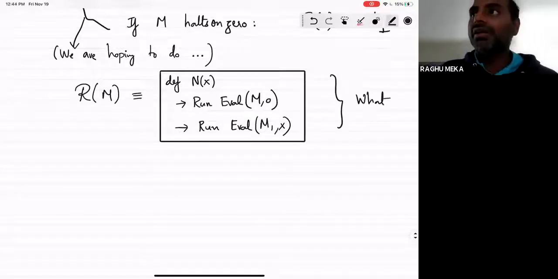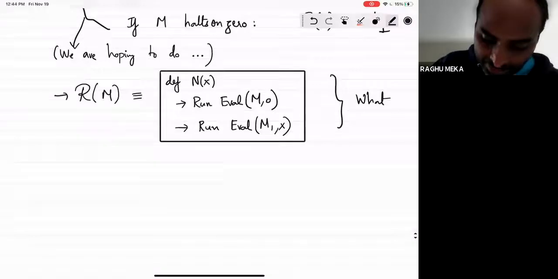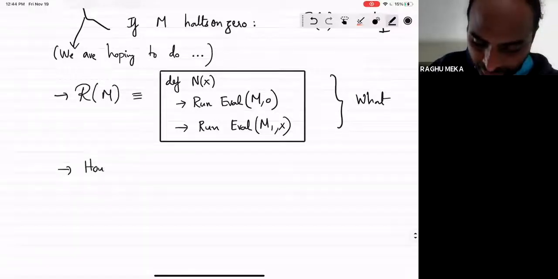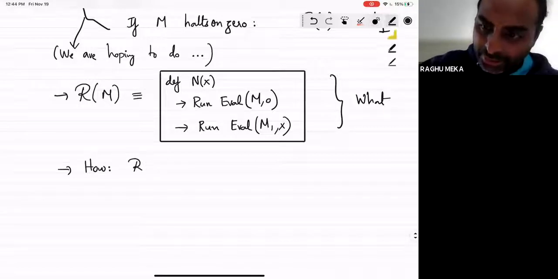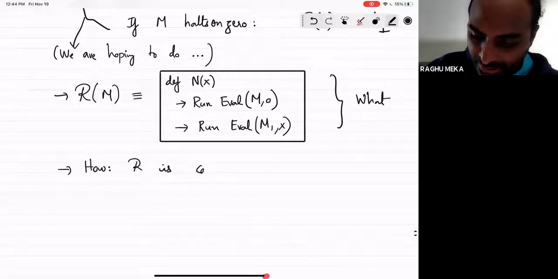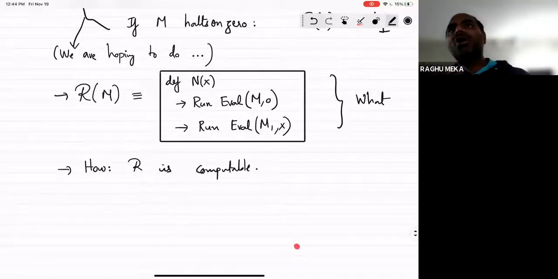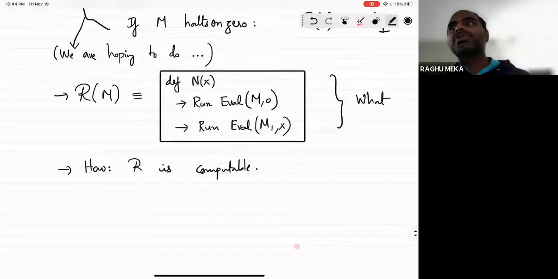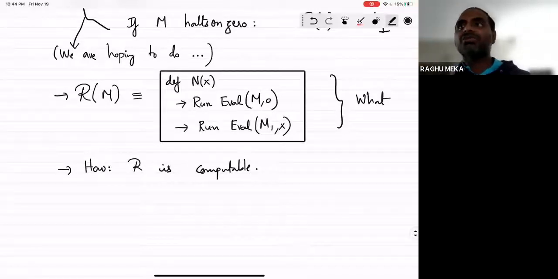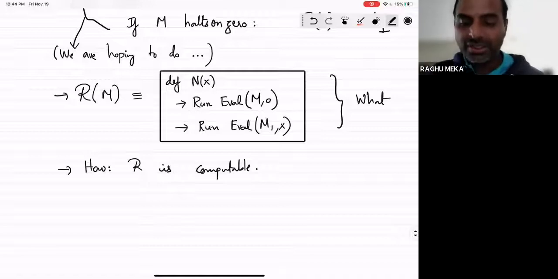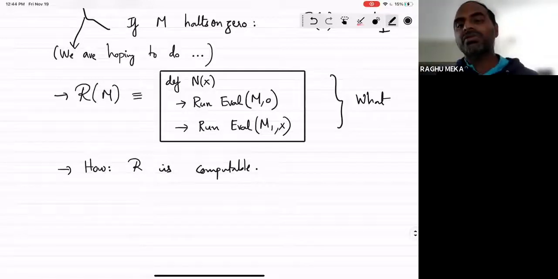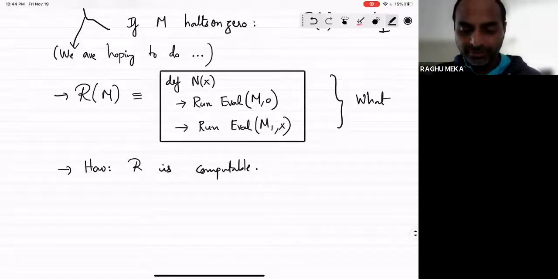So I define the reduction, and how part, R is computable, right? So we are not running these eval functions. We are just kind of copying those instructions. We're just changing the text. So it is computable just as it was for when we were doing the reductions earlier.